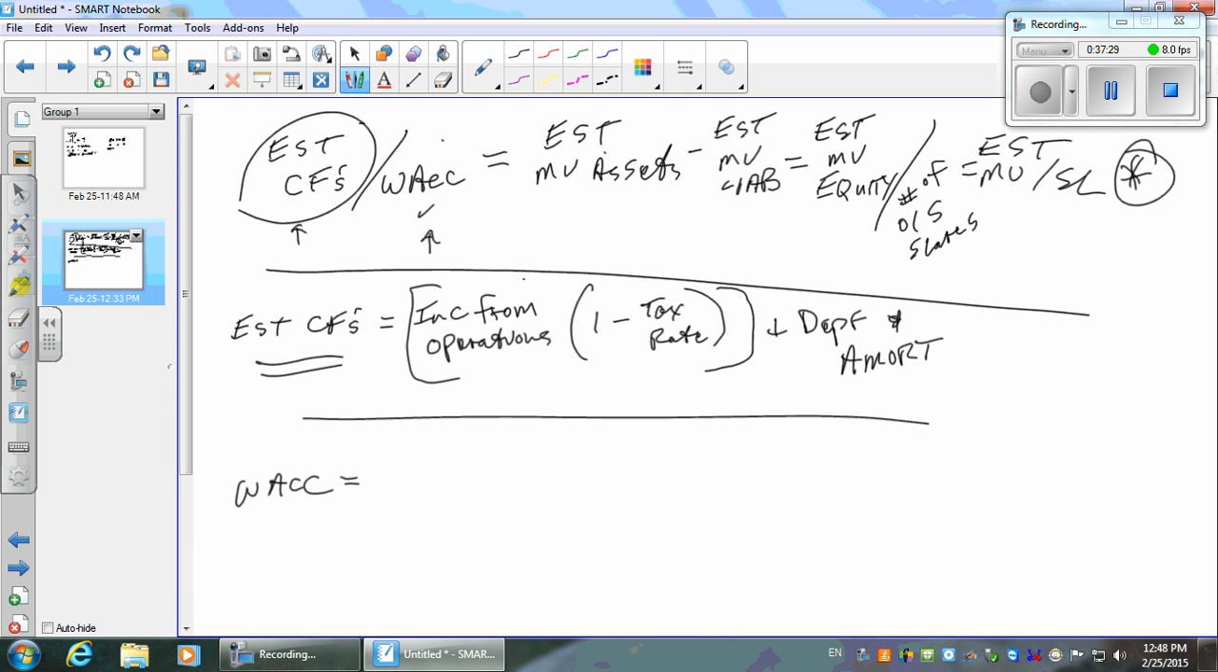What's WACC? It's the weighted average cost of capital. What's the capital, you guys? Assets. Where does it come from? Liabilities and equity. So what do we have here, you guys? What do you think?